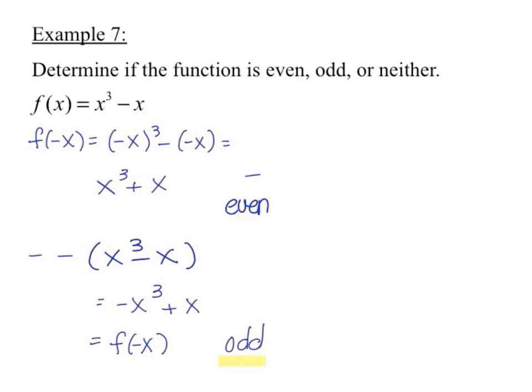Okay. Now this one's a little crazy the way they've written it, so let's talk about this. We're going to replace x with negative x.